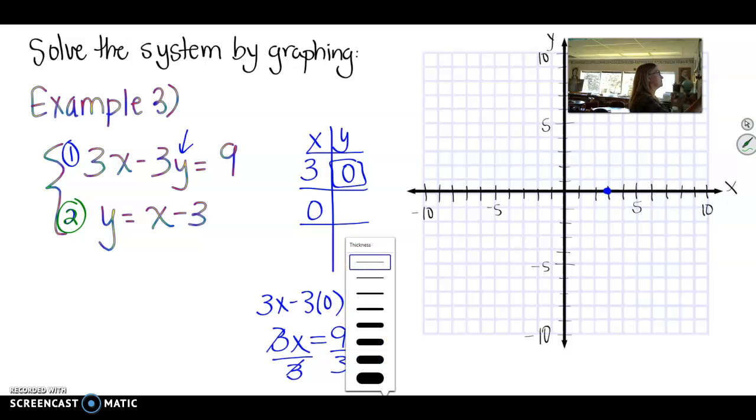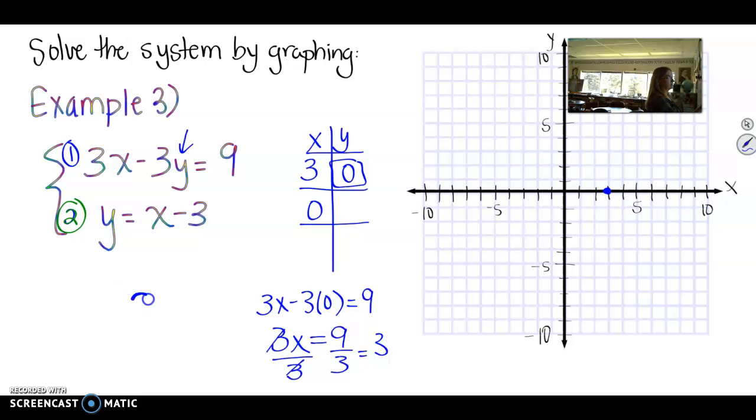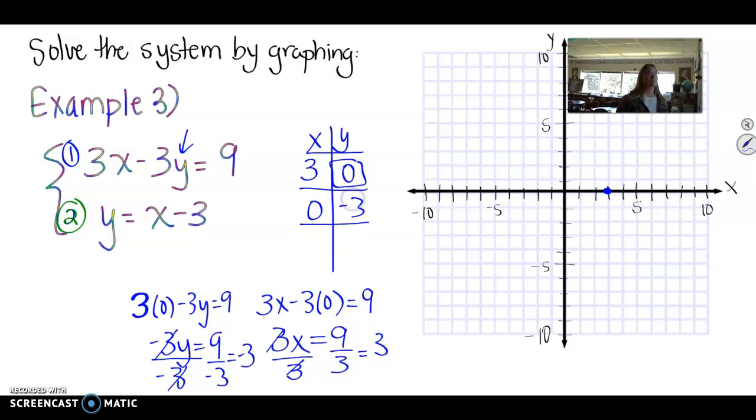And then to find my y-intercept, I'm going to put 0 in for x. So I have 3 times 0, which is just going to be 0. You can write that if you want to, but 0 minus 3y is negative 3y. Don't forget that negative. Negative 3y equals 9. And divide by negative 3 this time. Our y-intercept is negative 3. So when x is 0, y is negative 3, and on the graph, it's down here.